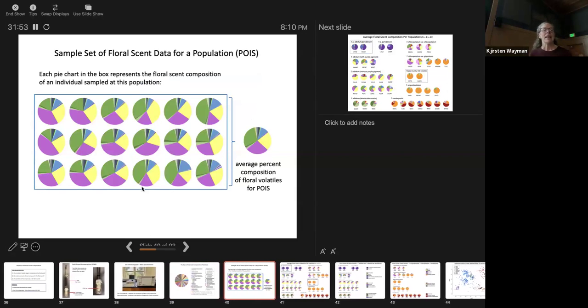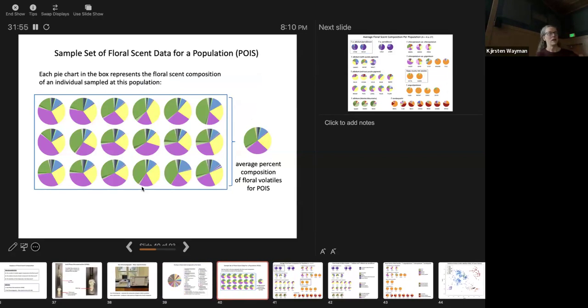So at any given population, I'll collect a number of petals from a number of individuals. Let's say in this example population, I collected 18 petals from 18 different individuals. And then what I do is I analyze the floral scent composition of each of those individuals. So each of these pie charts in this box represents the floral scent composition of an individual from that population. And then I average those floral scent compositions to get one pie chart that represents the average percent composition of the floral volatiles for that population.